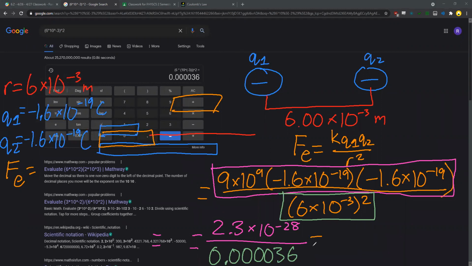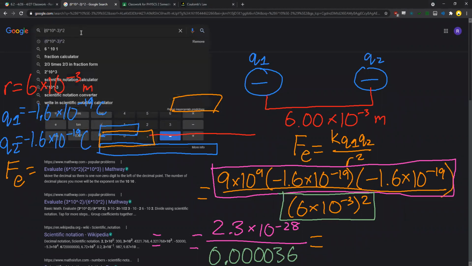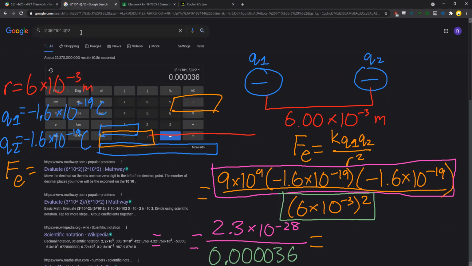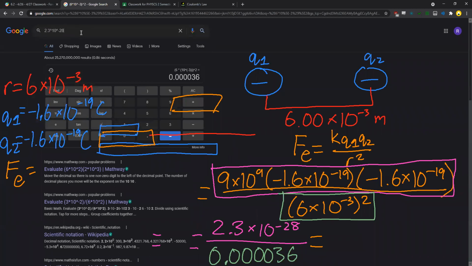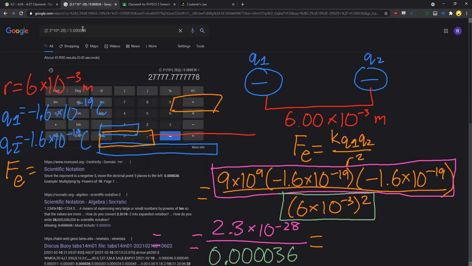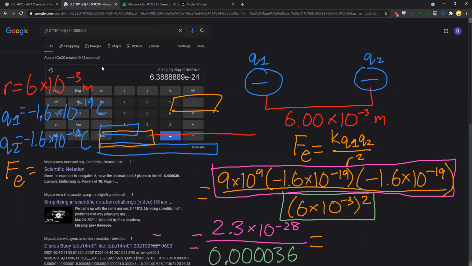Now you continue on with your math. You're going to do 2.3 times 10 to the negative 28. Put parentheses around this, divided by 0.00036. That is not the correct answer. This is the correct answer, okay.